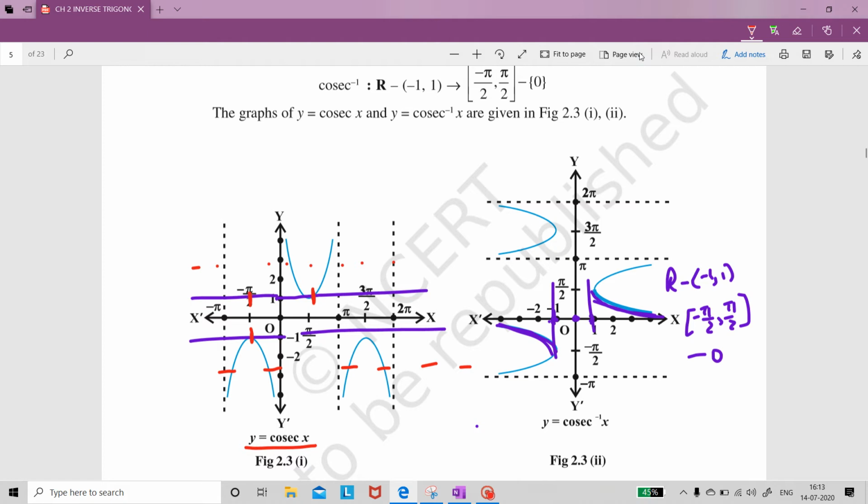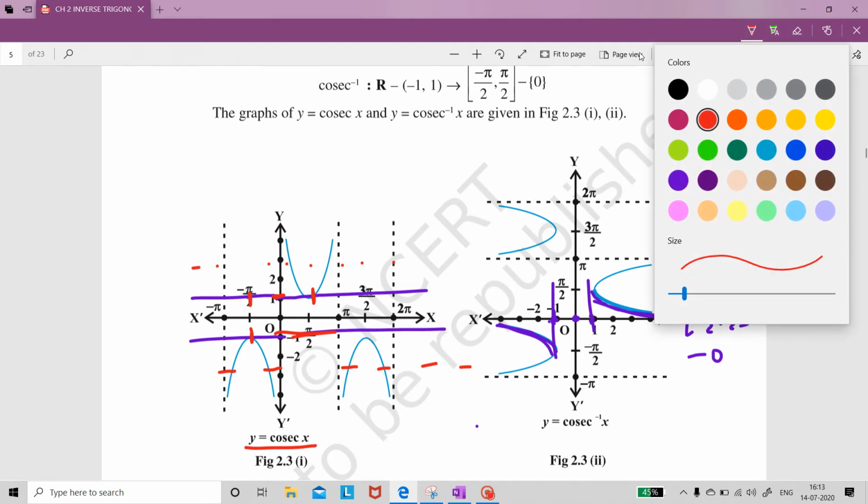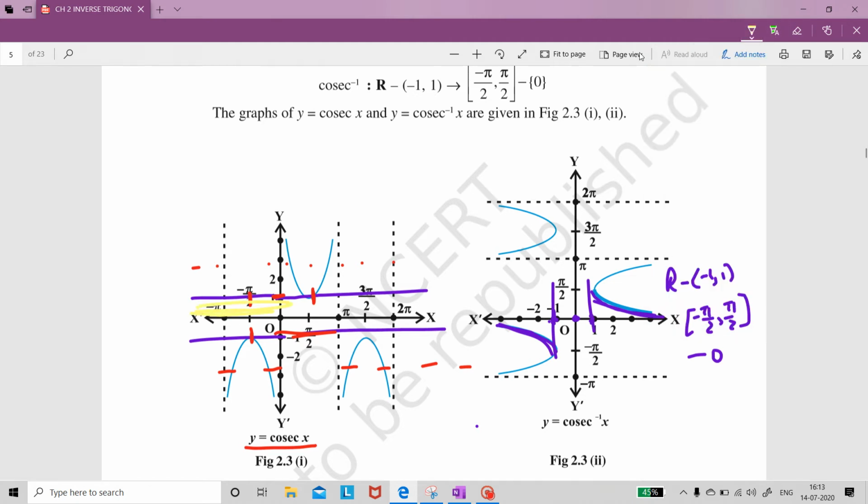And one more thing you observe about cosec x is that all portions of cosec x are either above 1 on the y-axis or below minus 1 on the y-axis. Between the points minus 1 to 1, can you see these two purple lines? The lower one is at the level minus 1 on the y-axis, the upper one is at the level plus 1 on the y-axis. In this portion, you can see there is no portion of the curved line. I can show you. You can see this yellow portion.